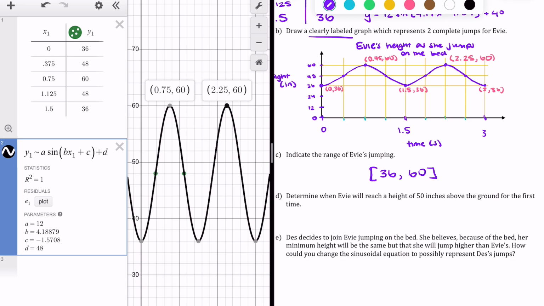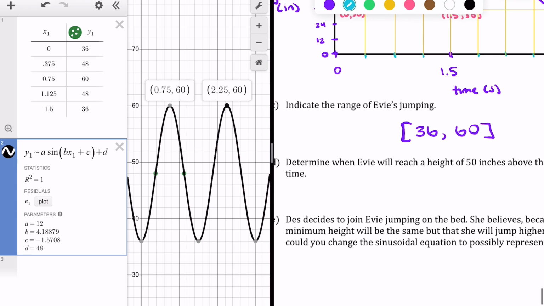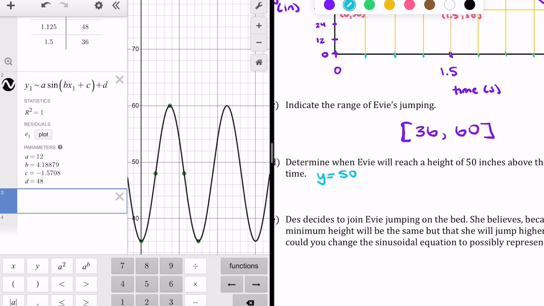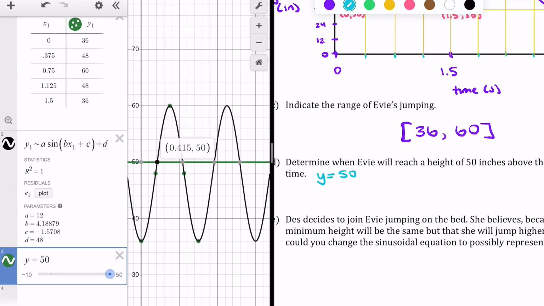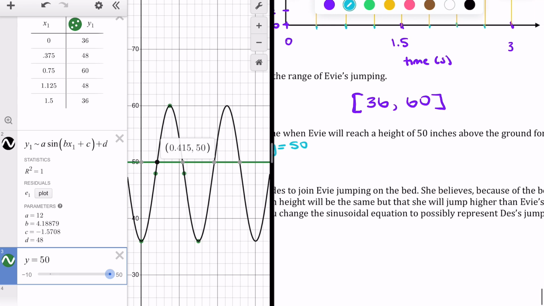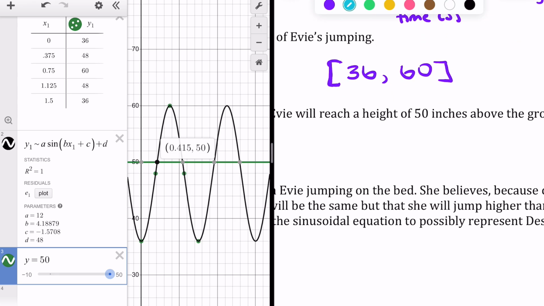The next question. Determine when Evie will reach a height of 50 inches above the ground for the first time. So height is my Y variable. So I'm going to plug in Y is equal to 50. And specifically, I care about the first time that that happens. I get X is equal to 0.415. Or if I'm rounding to 2 decimals, I get 0.42 seconds. That is the point in time where she reaches that height for the first time.